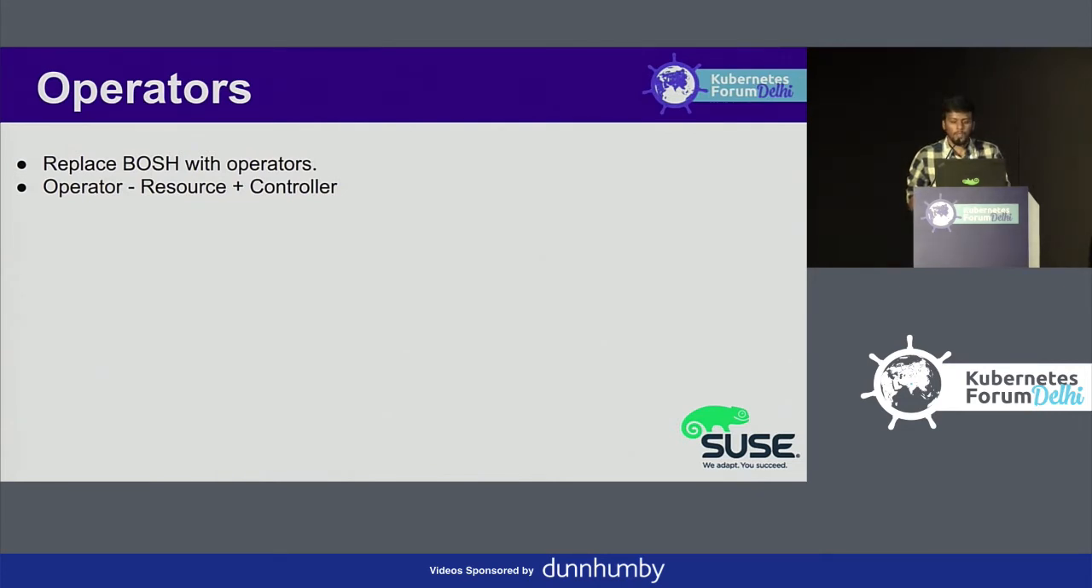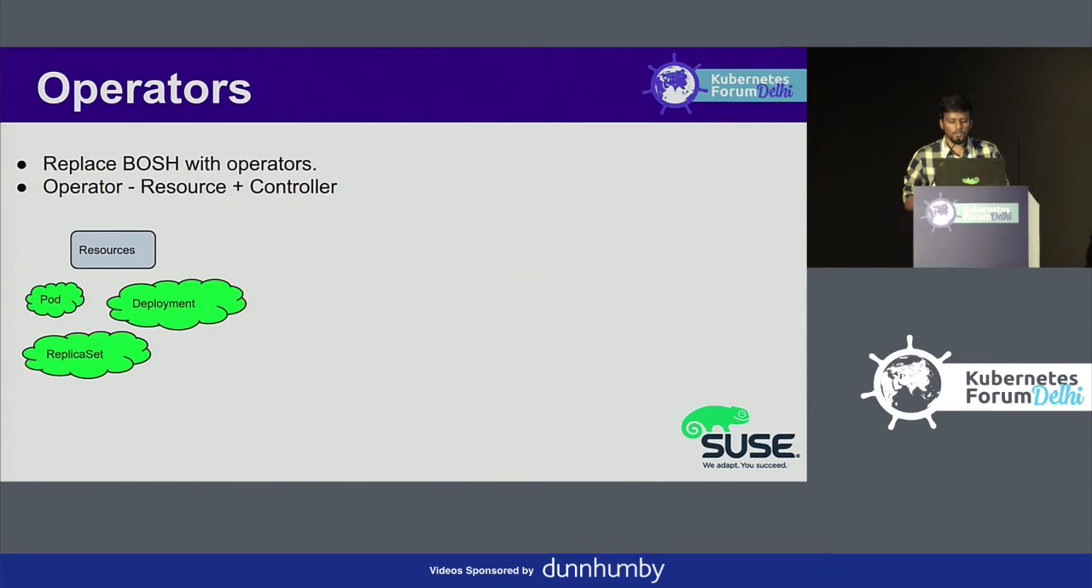What is an operator? An operator is a collection of a resource and a controller. There are many predefined resources in Kubernetes, such as pod, deployment, and replica set, etc. An amazing feature of Kubernetes is that it allows you to define CRDs, that is custom resource definition, which allows you to define your own custom resource. So we have created our own custom resources named Quarks StatefulSet, QuarksJob, and Quarks Secret, and the related controllers too.